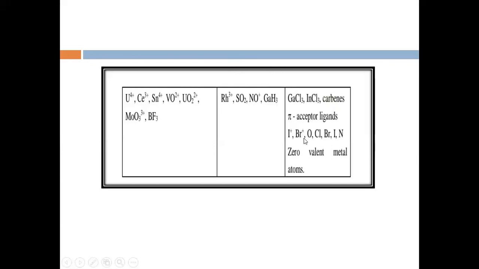Coming to the soft acids: gallium chloride, indium trichloride, carbenes, pi acceptor ligands, iridium, iodine, bromine, oxygen, chlorine, bromine. Here, sometimes I expect the plus oxidation state. Oxygen, chlorine, zero oxidation state. Bromine, iodine, nitrogen, and some of the zero valent metal atoms.